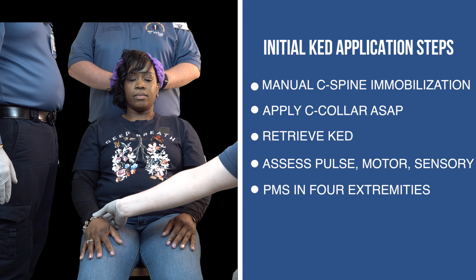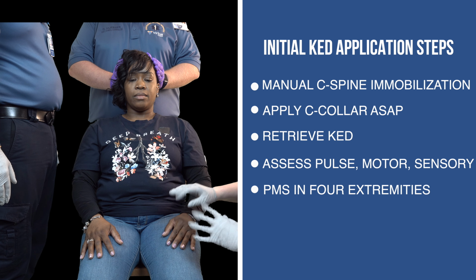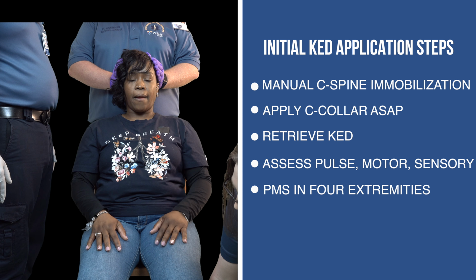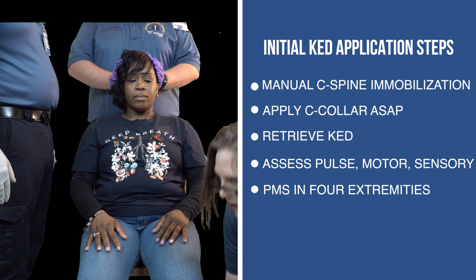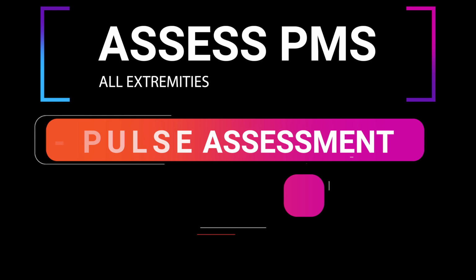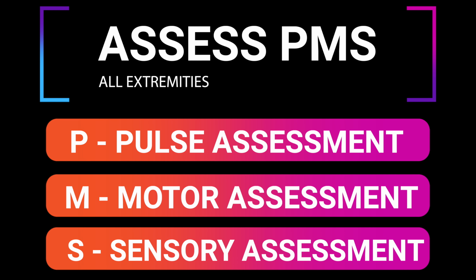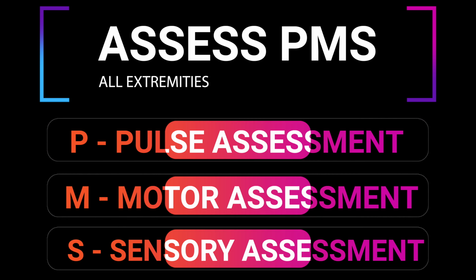One partner should retrieve the KED while the other assesses pulse, motor, and sensation in all 4 of the patient's extremities. The KED is considered a body splint, so when PMS is assessed and reassessed, it needs to be done on all 4 extremities.